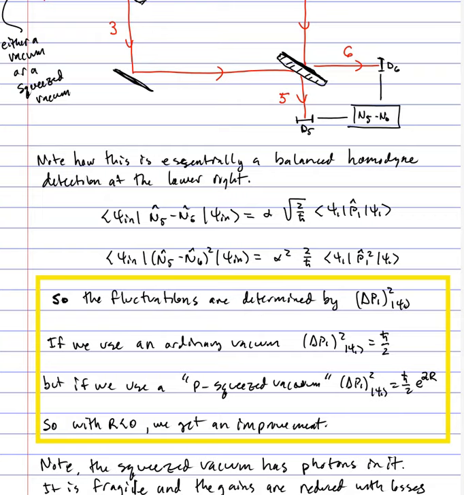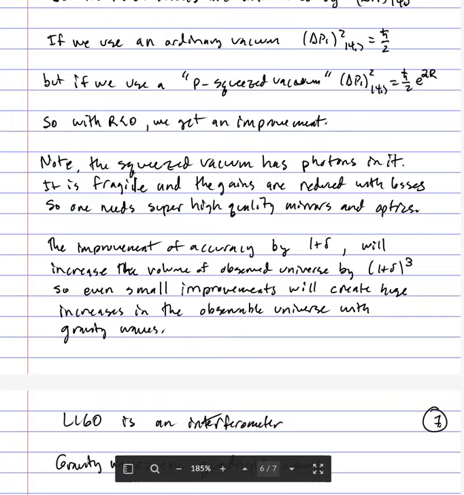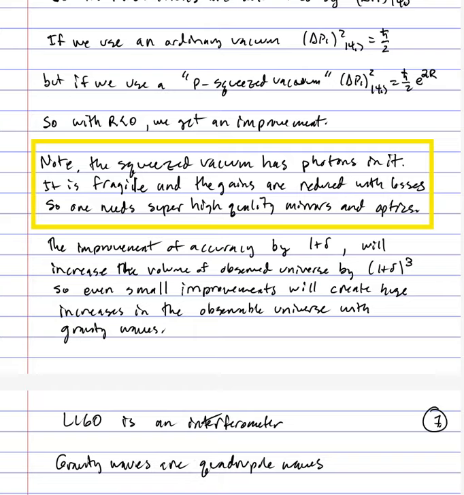If I use an ordinary vacuum, those fluctuations are just h bar over 2 because this is a minimum uncertainty state. But if we use a p-squeezed vacuum, the uncertainty is h bar over 2 e to the 2r. And if we let r be less than 0, we're going to get an improvement on the measurement. Now I want you to note the name squeezed vacuum is in some sense a little bit of a misnomer. The squeezed vacuum has photons in it. It has photons in it in a particular arrangement that allows us to reduce the uncertainty in this quadrature variable.